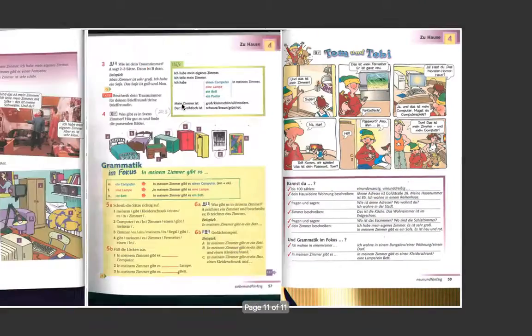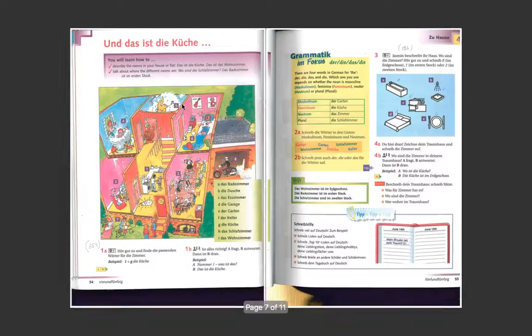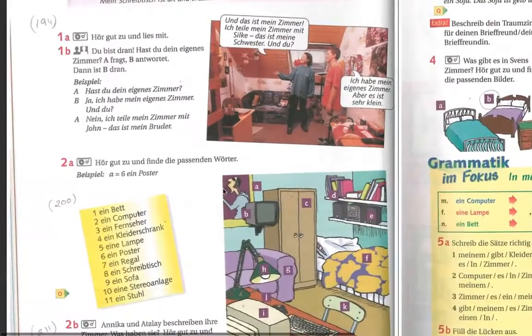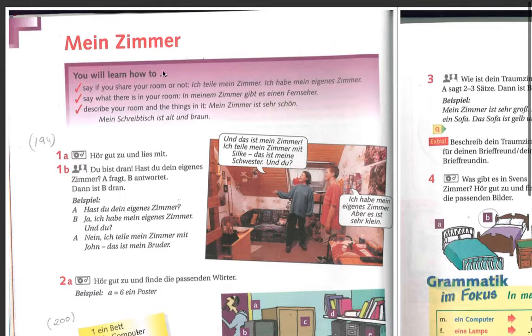So, the next section here is talking about mein Zimmer, your room. It's just describing the stuff that's inside it. So, you will learn to say, ich teile mein Zimmer. So, I share my room. Or, Ich habe mein eigenes Zimmer. I have my own room. Say what there is in your room. In meinem Zimmer gibt es, that's there is or there are, in meinem Zimmer gibt es einen Fernseher.